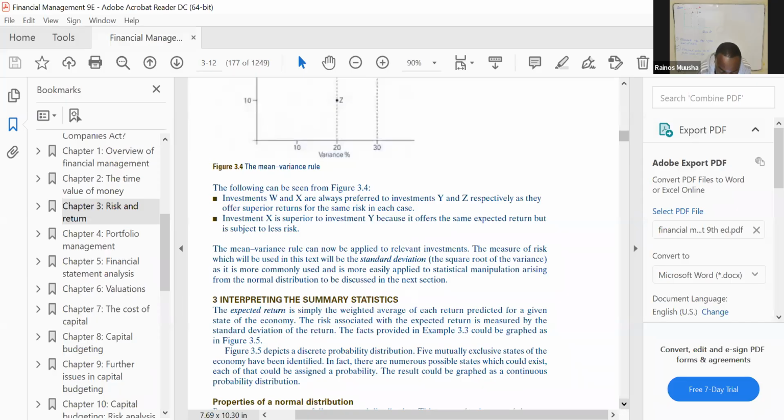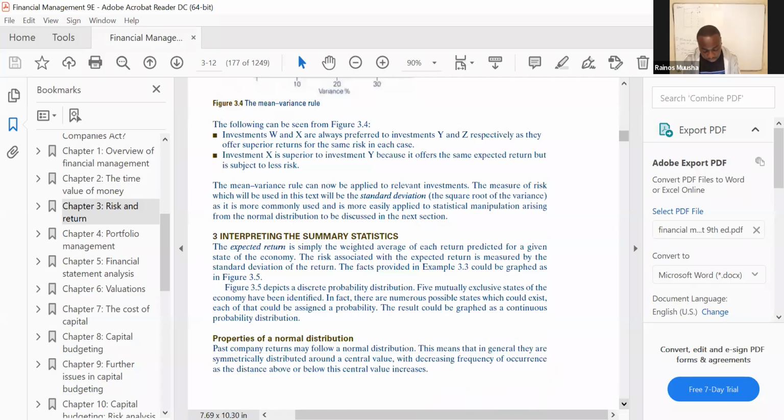So the mean variance rule helps us make investment decisions. When you're making investment decisions, it basically means that for a certain level of return, you want to invest in an asset with what? The minimum risk. And also for a certain level of risk, you want to invest in an asset with what? The highest amount of returns as well.